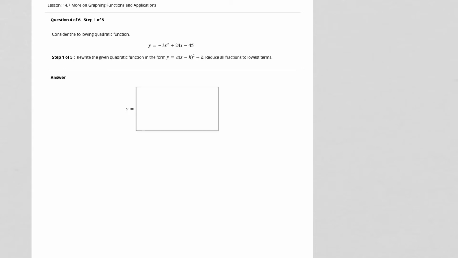Consider the following quadratic function. Y equals negative 3x squared plus 24x minus 45. Step 1 of 5. Rewrite the given quadratic function in the form y equals a times x minus h, that quantity squared, plus k. Reduce all fractions to lowest terms. Once again, we're going to have to complete the square.